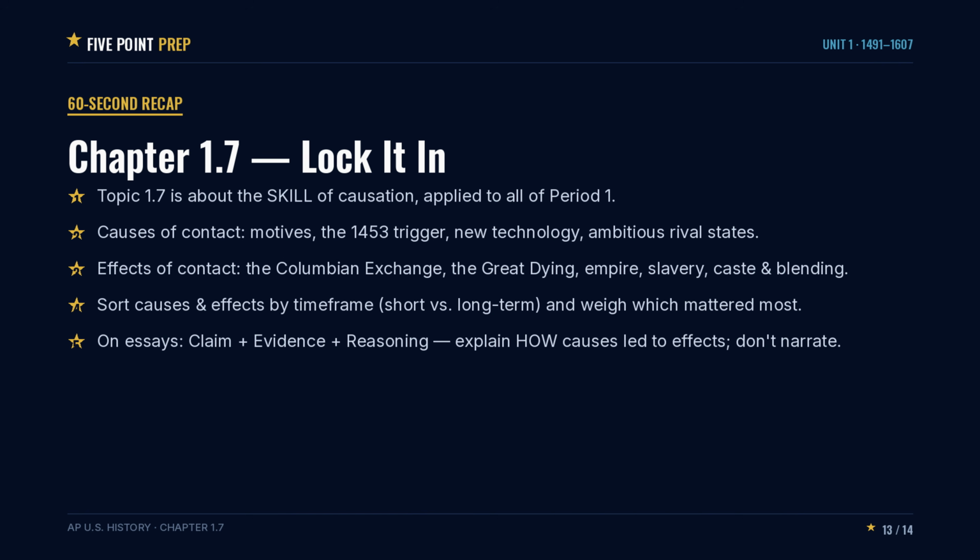60-second recap of the whole skill. 1. Topic 1.7 is about the skill of causation applied to all of period 1. 2. The causes of contact were Europe's motives, the trigger of 1453, new technology, and ambitious rival states. 3. The effects were the Columbian Exchange, the Great Dying, the Spanish Empire, slavery, and a world of caste and cultural blending. 4. Sort your causes and effects by time frame and weigh which mattered most. And 5. On essays, use claim, evidence, and reasoning. Explain how causes led to effects and never just narrate. Lock it in.